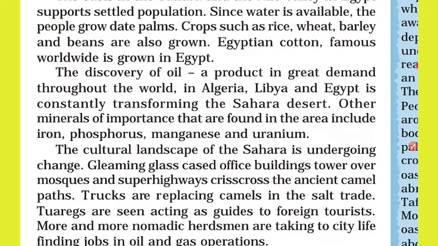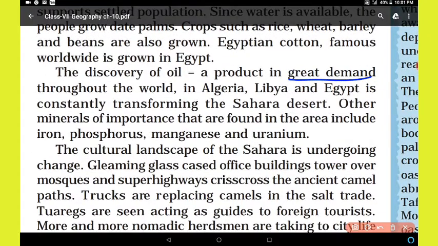The discovery of oil, a product in great demand throughout the world, in Algeria, Libya and Egypt is constantly transforming the Sahara Desert. Other minerals of importance that are found in the area include iron, phosphorus, manganese and uranium. These are very important minerals found in the Sahara Desert. So till now we have discussed what kind of crops are grown by the people, what kind of animals are reared by the people, and which minerals are found there.